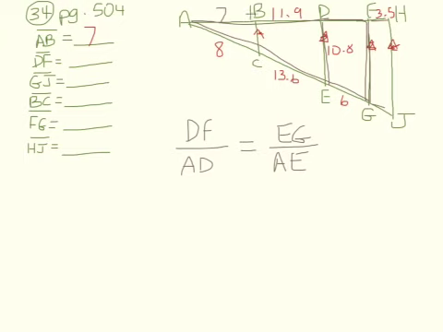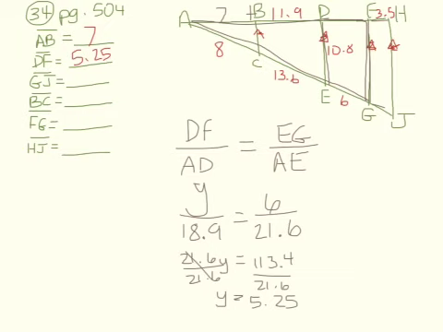So DF we don't know, let's call that Y. AD I'm going to have to add together the 7 and the 11.9, so that's 18.9. EG is 6, and then AE I'm going to have to add the 8 and the 13.6, which is 21.6. Then I can cross multiply and divide. So after I do my cross multiplication and division, I get that DF is 5.25.